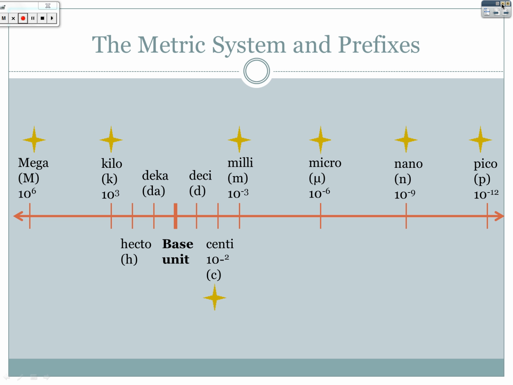As you can see, there are a lot more that we're concerned about you knowing on the smaller end than the larger end, just because we deal a lot more on the smaller scale here in school than the larger scale.